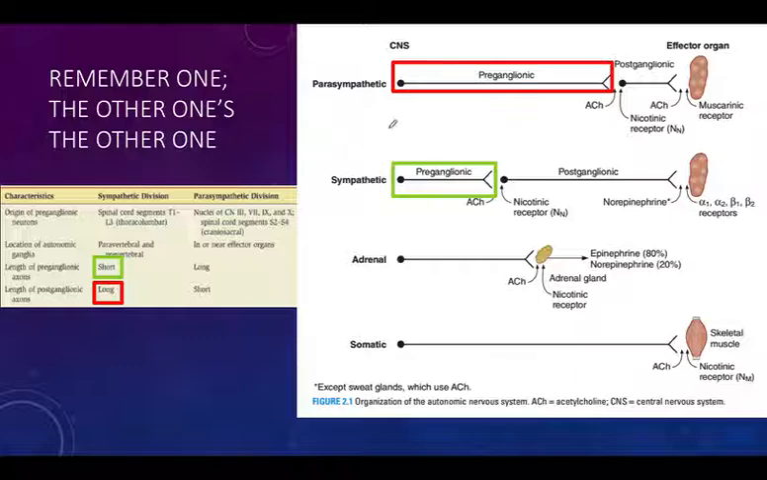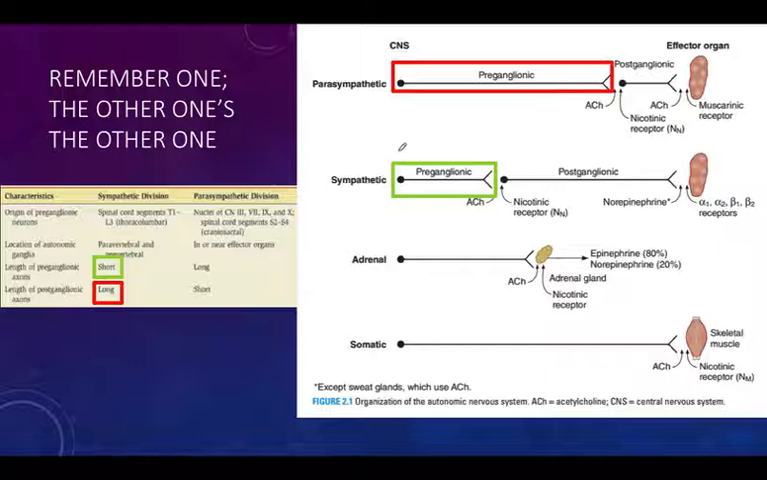So I want you to get really familiar with the terms. For instance, it can sound like a mouthful, but parasympathetic preganglionic, parasympathetic postganglionic. So be familiar with the terms. Most times, with the exception being the adrenal medulla, the sympathetic nervous system will have short preganglionic neurons and long postganglionic neurons. And, remember one, the other one's the other one. The parasympathetic is going to be the opposite. It'll have long, heavily myelinated preganglionic neurons and short postganglionic neurons.